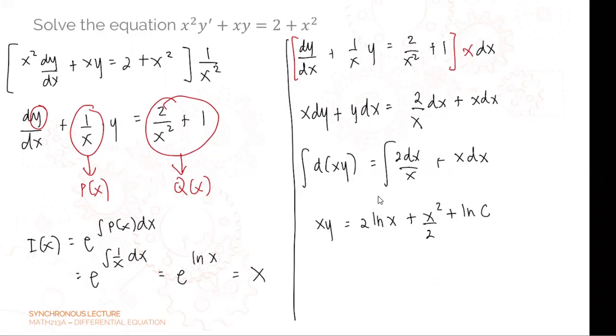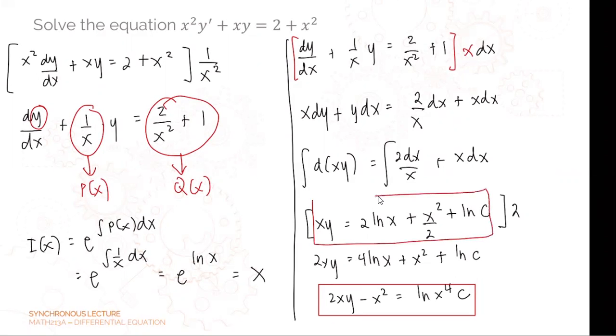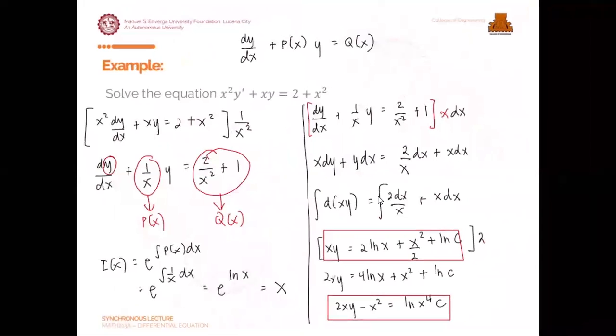Okay? What we can do is to multiply natin ng 2 both sides. So, 2xy is equals to 4 ln x plus x squared plus ln c na lang din. No? Then, ito will be 2xy minus x squared plus ln x to the fourth c. Okay? So, this can be accepted. Okay? Pero ito is acceptable na din to as your final answer. Okay? So, mas madali sa linear equation.